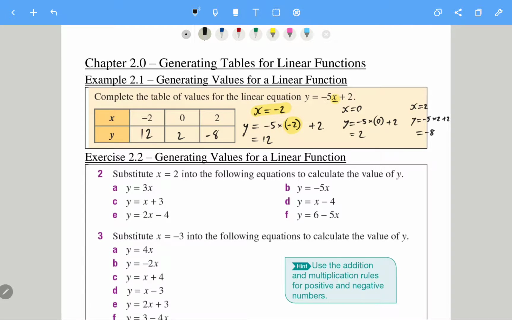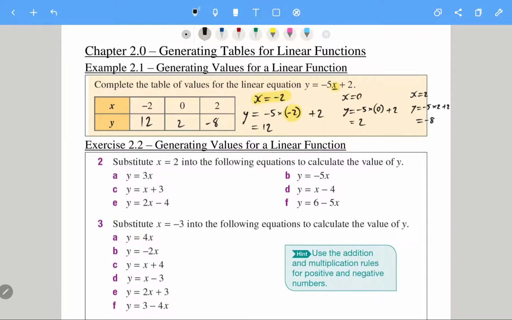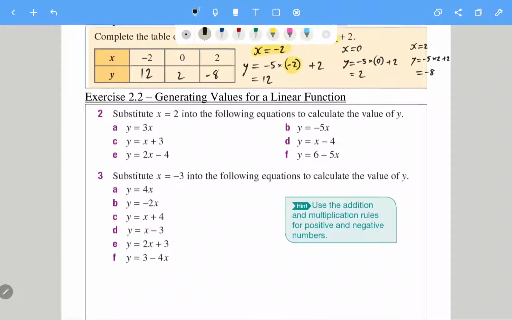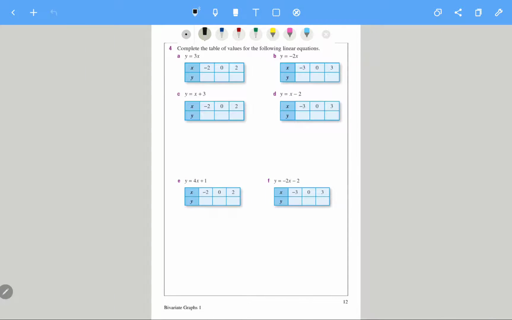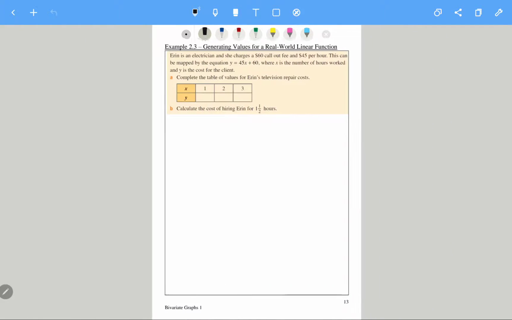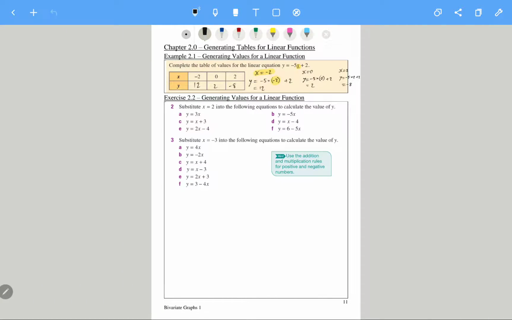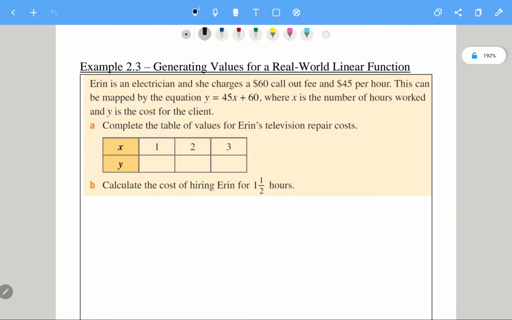Alrighty. So down the bottom, you've got some substituting into different equations, and then over the page, you've got some tables to complete of your own. Pause the video, have a go through it. Remember, answers are in the back. Alrighty, now that you are finished, we can move on to actually completing some worded questions.